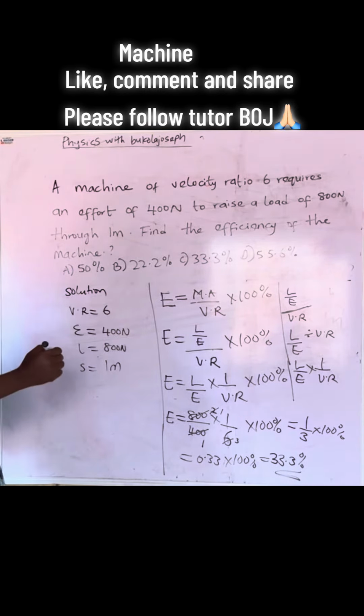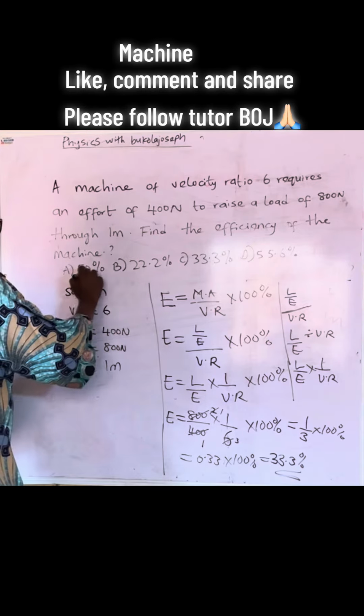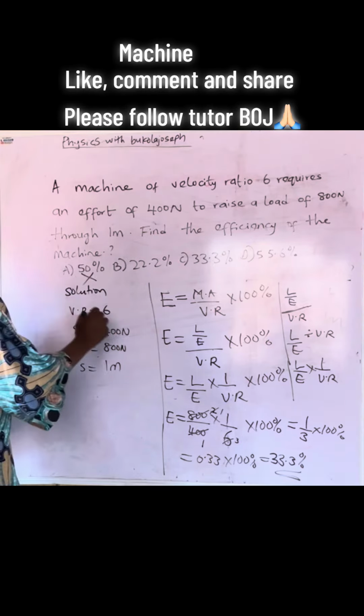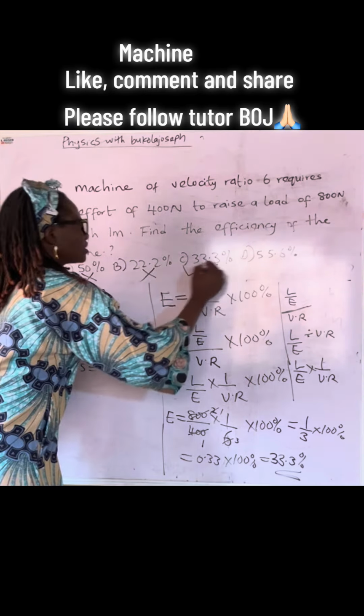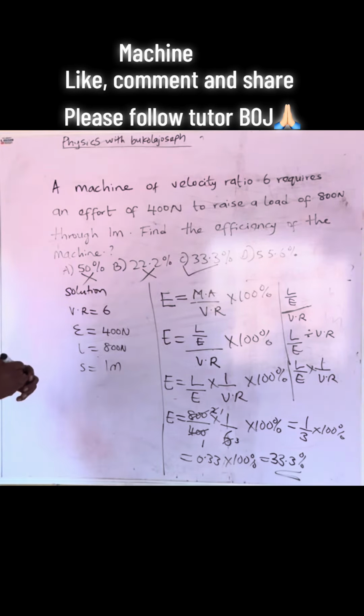Now you look at the options: we have 50%, wrong; 22.2%, wrong; and then we have it here, 33.3% as our answer.